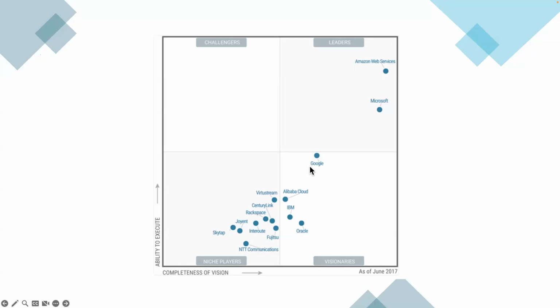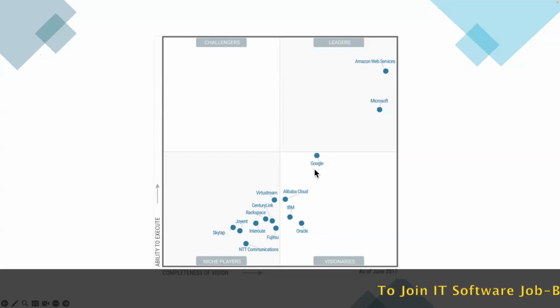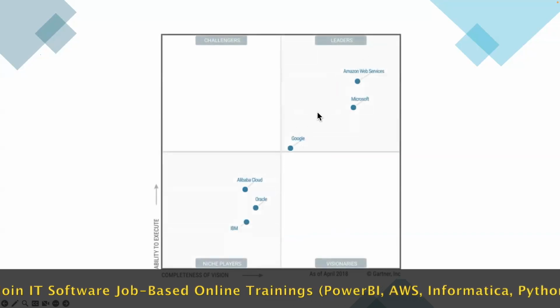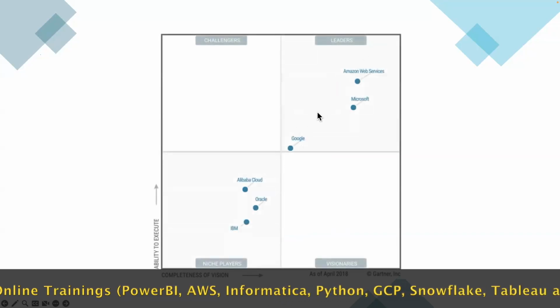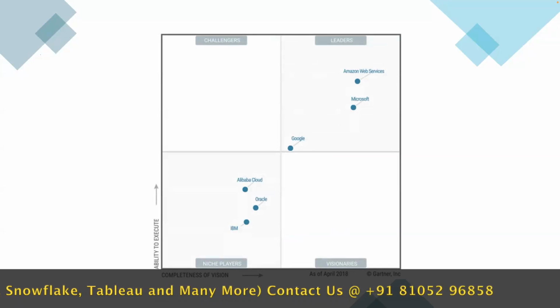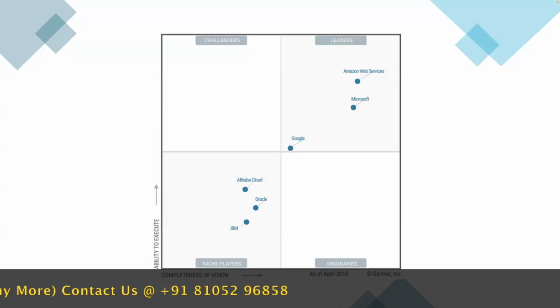If the company is doing very good, they will be in the leader position. And if the company is very new to the industry, at a very initial stage, they will be in the visionary position. So in 2017, Google was in the visionary position, and in 2018, Google reached a leader position. Within 1 year, Google reached the leader position. All right. So you can see the growth of Google Cloud as a public cloud platform.